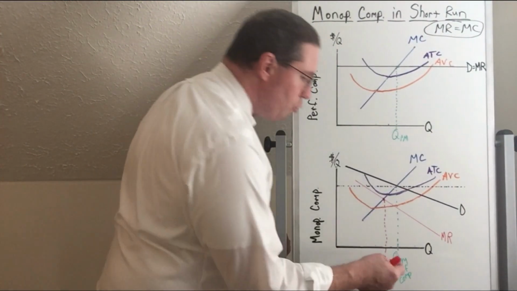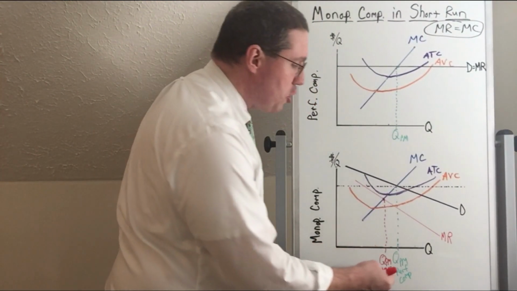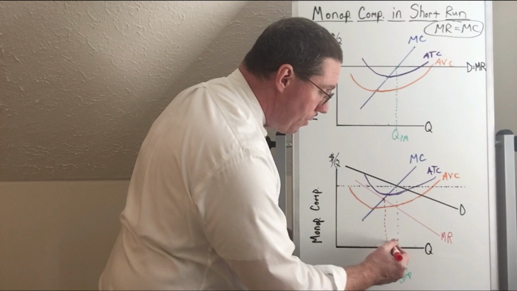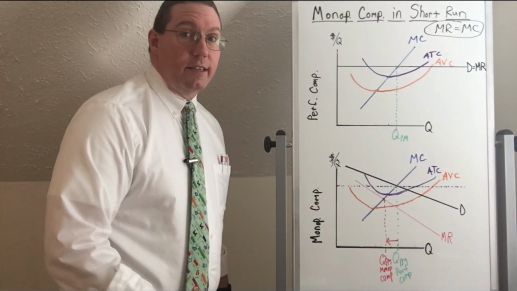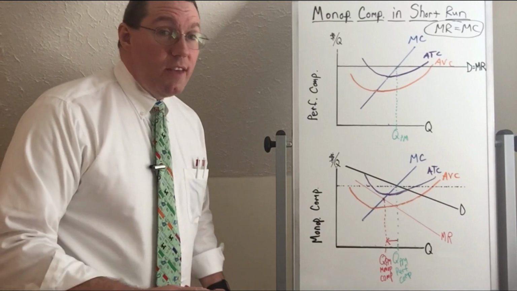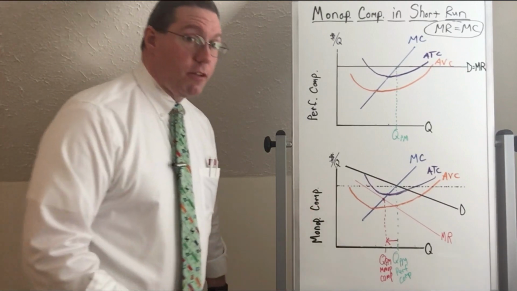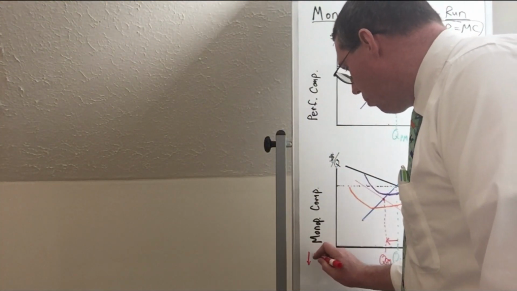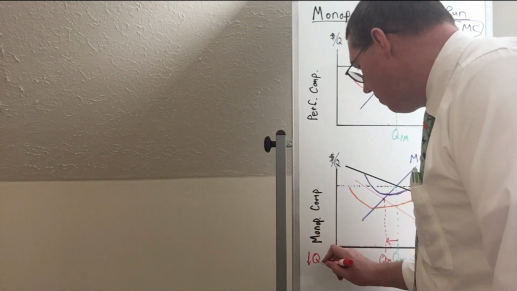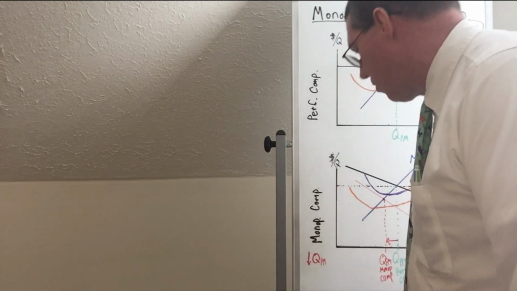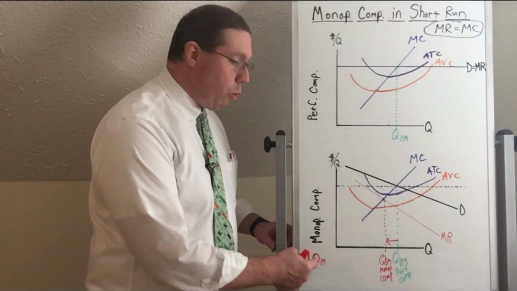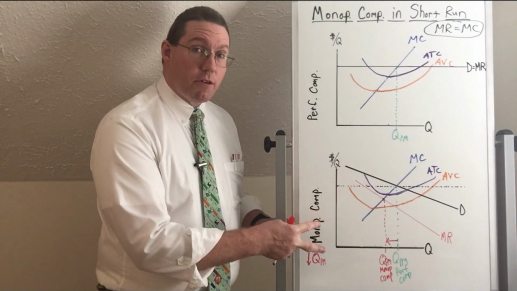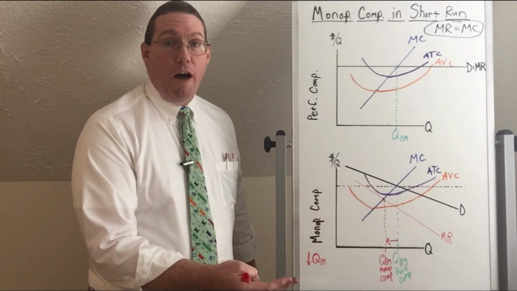So you tell me, this red quantity right here, is that smaller than or larger than the green quantity? Well, it's to the left, and therefore it is a smaller quantity. So what we can conclude, something you need to write down about monopolistic competition, is that they tend to produce a smaller quantity to maximize profit. They produce a smaller quantity than perfect competition does. So they're going to actually produce less of their stuff. Why? Because it's going to make them more profit.